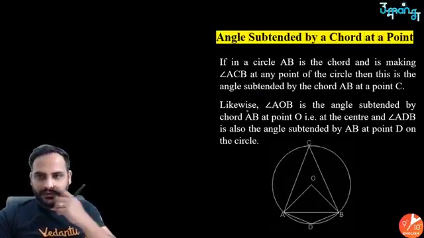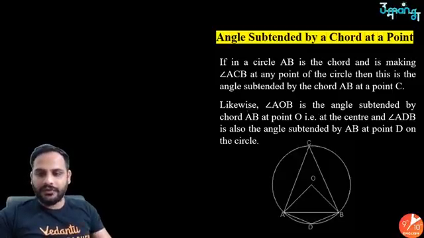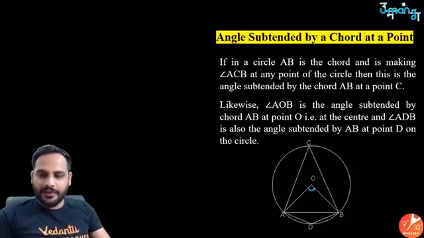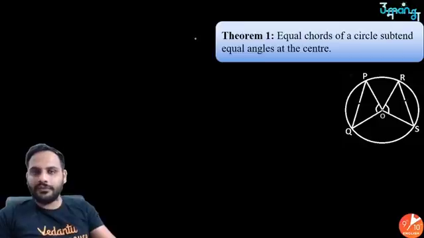Okay, now angle subtended by a chord at a point. So remember this thing: what is the meaning of angle subtended by a chord at a point? If we have a chord AB, then angle AOB will be the angle subtended by this chord at the center. Angle ACB will be the angle subtended by this chord at the circumference, or in the major sector. Got it? Now look at some theorems.